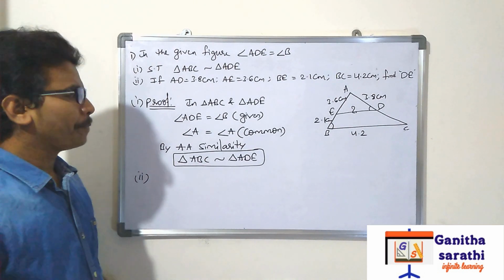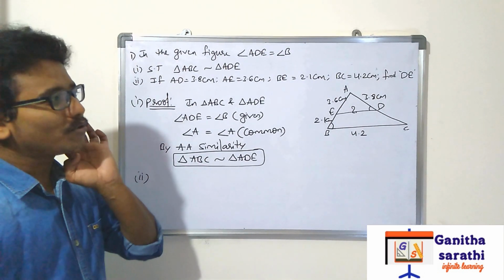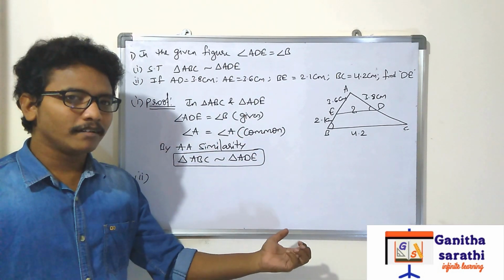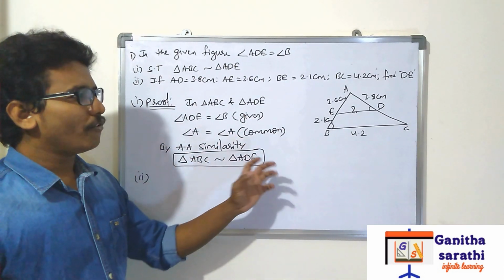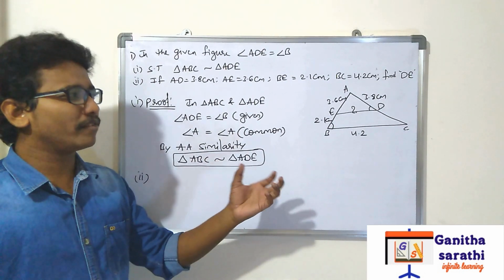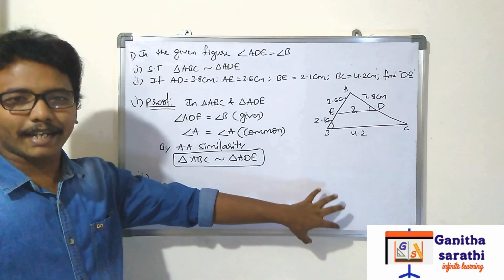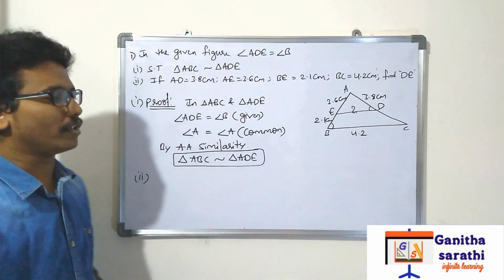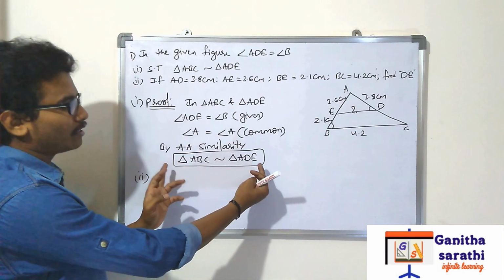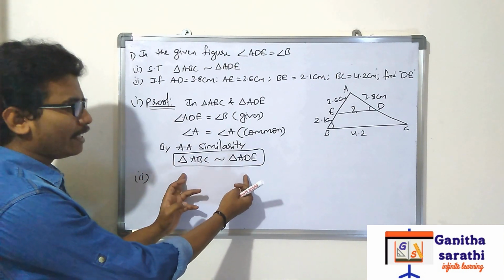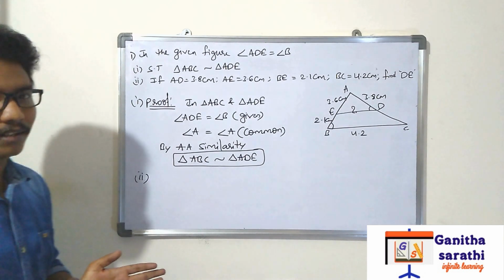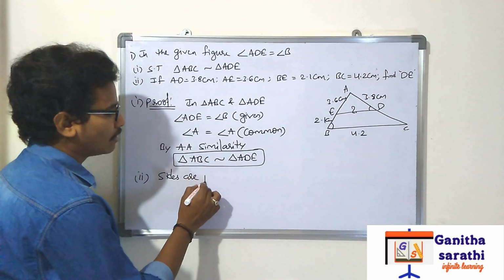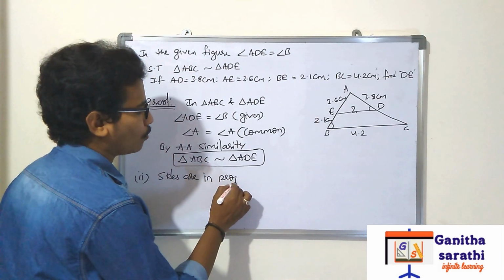How will we find it? We know that if two triangles are similar, then the angles are equal and the sides will be in proportion, right? I have discussed this in my first video on similar triangles. We have already proved in the first case that triangle ABC and triangle ADE are similar, so the sides will be in proportion. What are the proportional sides?